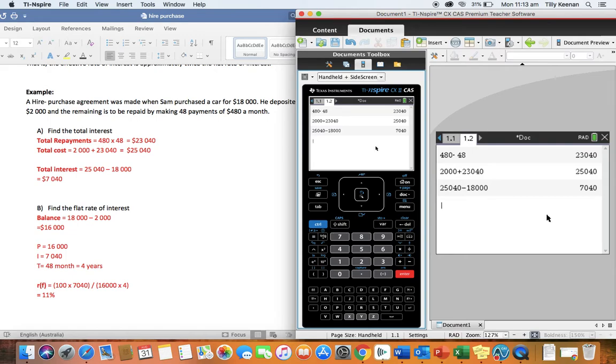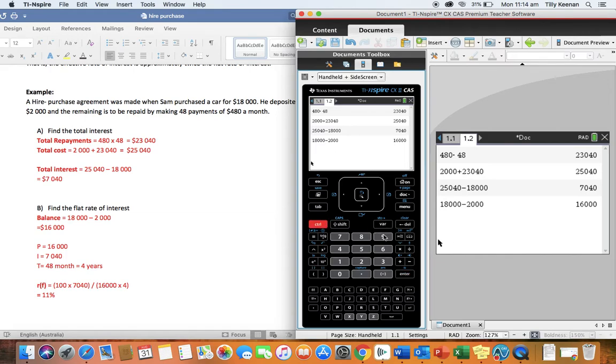So now we can find the flat rate of interest. And remember, our principal is our balance. Okay, so to solve the balance, we would go the purchase price, $18,000, subtract the deposit I paid, because this is the amount that we currently owe. We owe $16,000, so that's our principal. Now that I have the information, and remember T, it's 48 months, which is the equivalent to 4 years. I can put this into my flat rate rule.